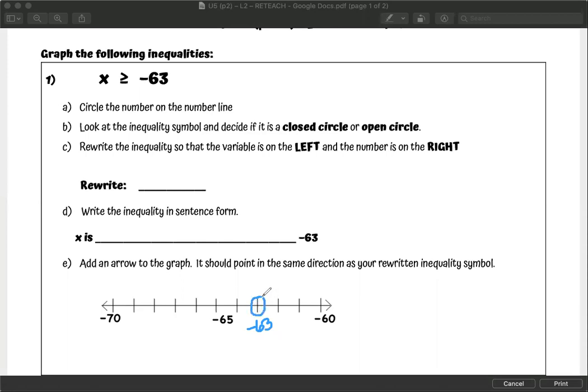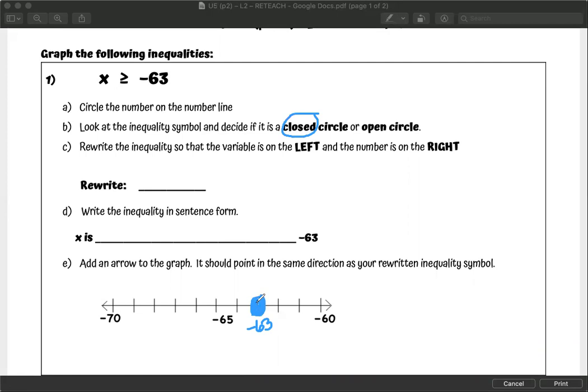So first I'm just drawing an open circle, but then I have to decide, is it closed or is it open? Since we have this little line here, this little equal to part, it's not just greater than, it is greater than or equal to, I'm going to close my circle. So I'm going to fill this circle in.